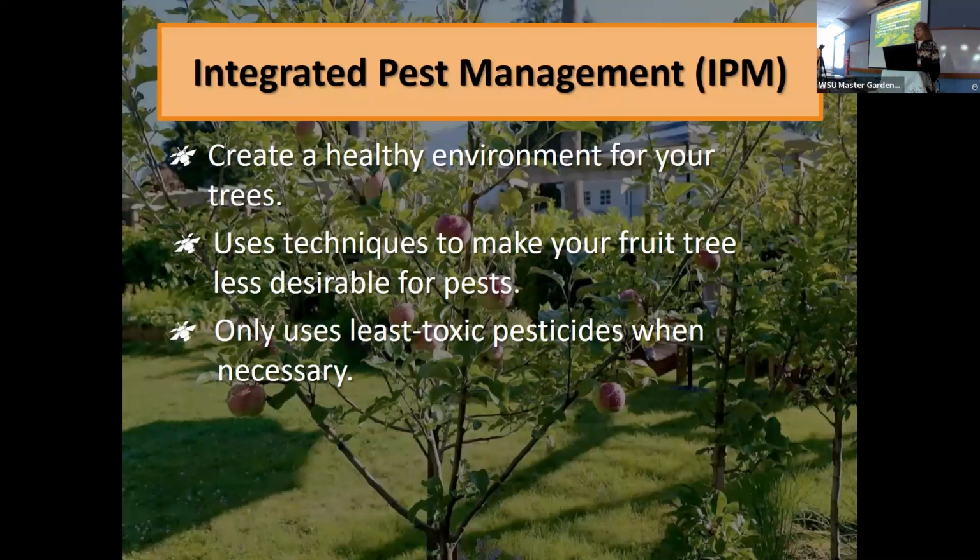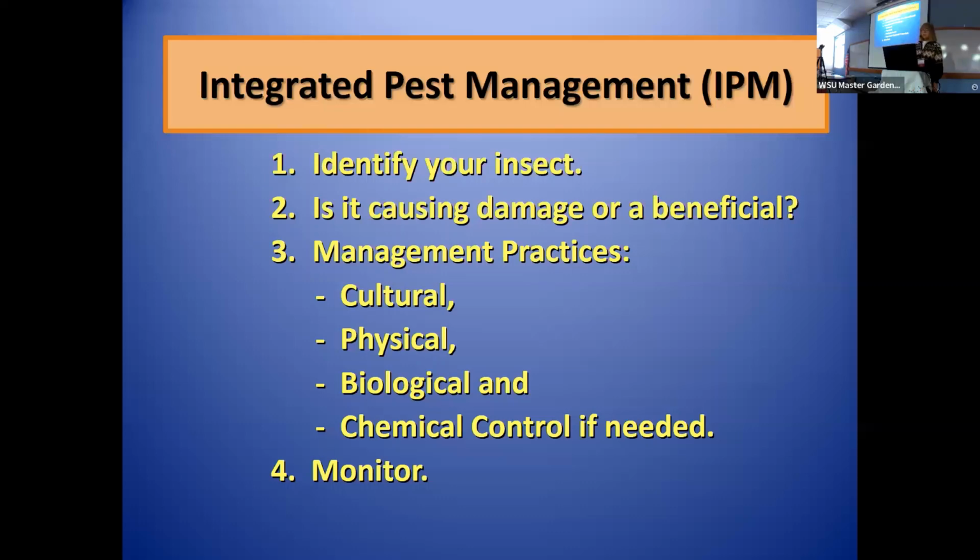Now, IPM was created in response to an over-reliance on chemical use or insecticide use. So part of IPM, and WSU also states, is to only use the least toxic pesticides when necessary. So this is the process for IPM right here, and we're going to go through these different steps. So this would be kind of the framework of our talk.